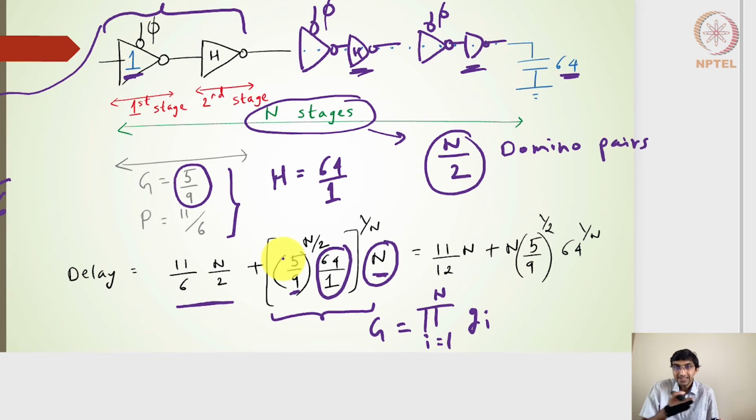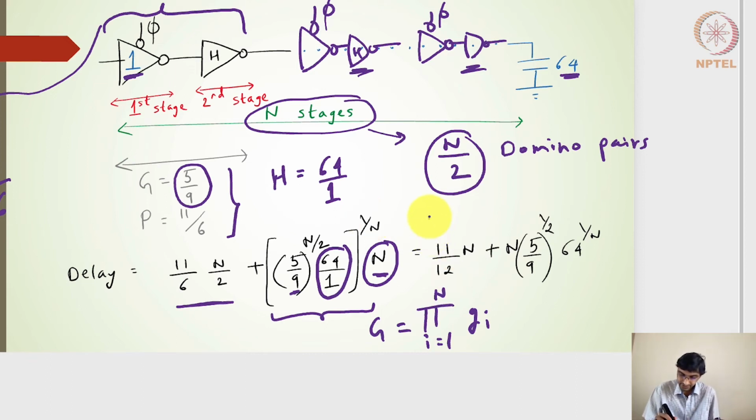So for n such stages, what we will do is 5 by 9, the square root of that, and then raised to n. So it becomes 5 by 9 raised to n by 2. So that becomes my overall G multiplied by H for the n stages, and raised to 1 by n will give me the best stage efforts, so that we'll get the minimum delay. Right. Again, hope this is clear.